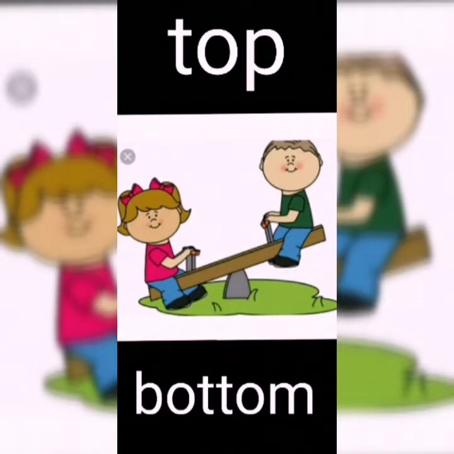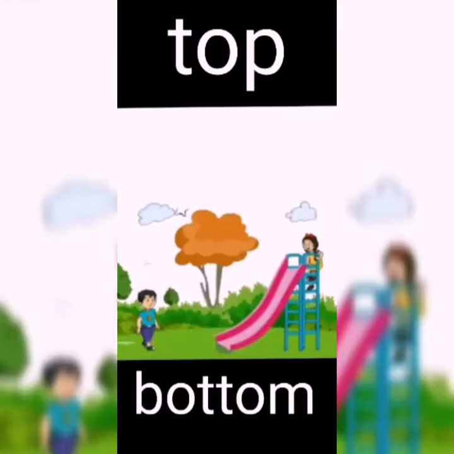In this image, a boy is at the top of the seesaw and the girl is at the bottom of the seesaw. Look at the picture carefully. Here, a seesaw, and the boy is at the top position and the girl is at the bottom position. Okay, it's so easy to compare the top and bottom position.